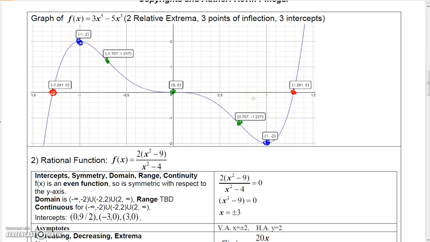x-intercept. I forgot, what was that? Those were what, plus or minus the square root of 5/3 or something like that? So anyway, once you get the intercepts, the extrema, and the points of inflection, you can use the concept of increasing, decreasing, and concavity to piece the function together.